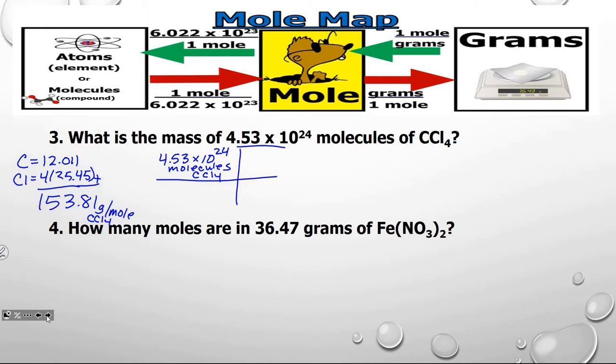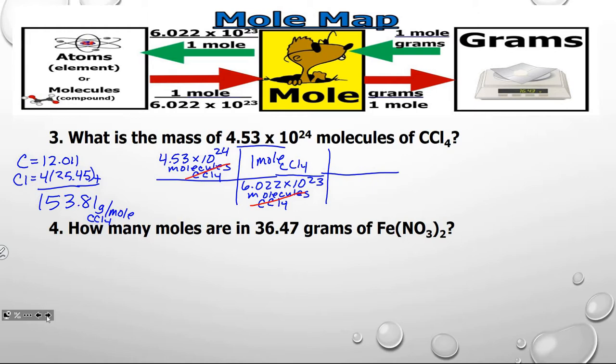So we're going from here to the center. So we're going to use the red arrows again. So on the top of the red arrow it says 1 mole of CCl4. On the bottom we've got 6.022 times 10 to the 23rd molecules of CCl4. Okay, at this point I can cross out molecules of CCl4.